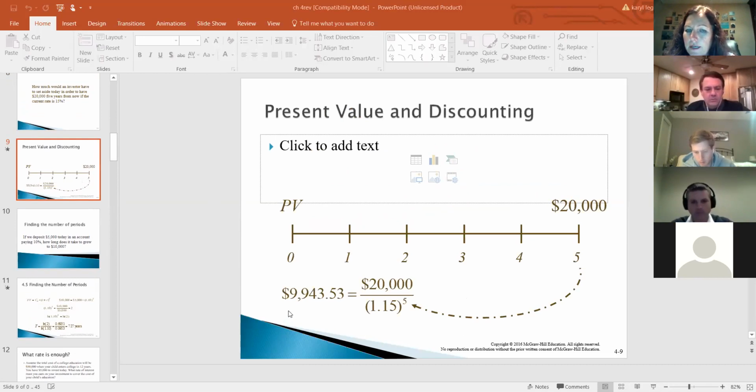Did everybody get 99.43? So what I would put in the calculator is my future value is 20,000. My N is 5. My rate is 15, not 0.15, 15. My payment is 0, and I'm computing present value. The present value should come back as a negative number. So I invest 99.43 today in order to get $20,000 back in 5 years if I can earn 15% per year.